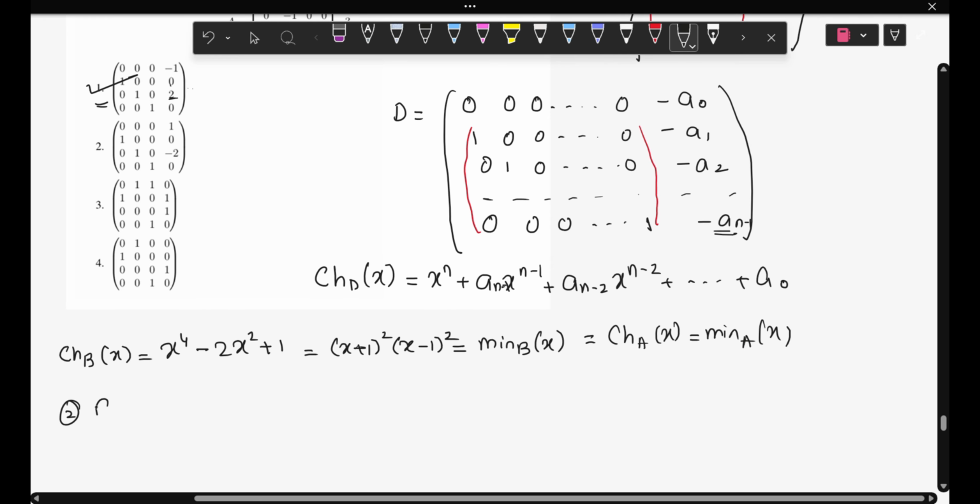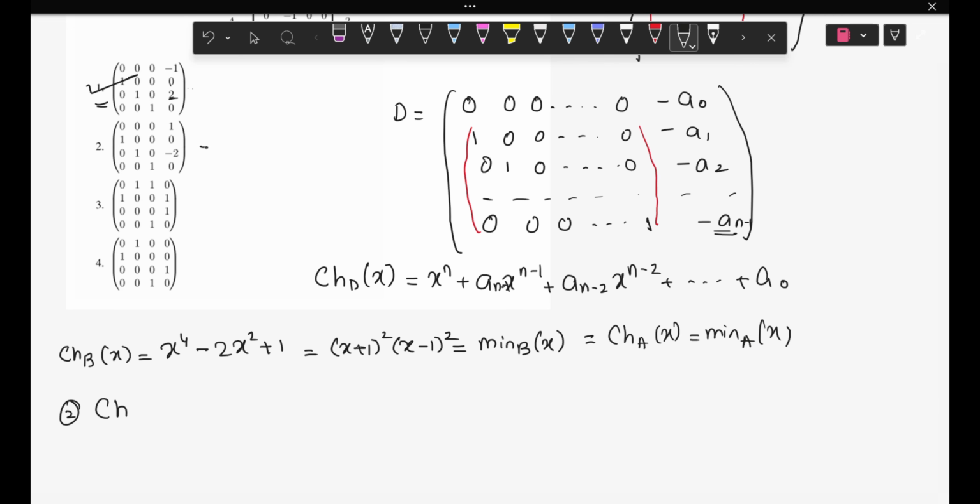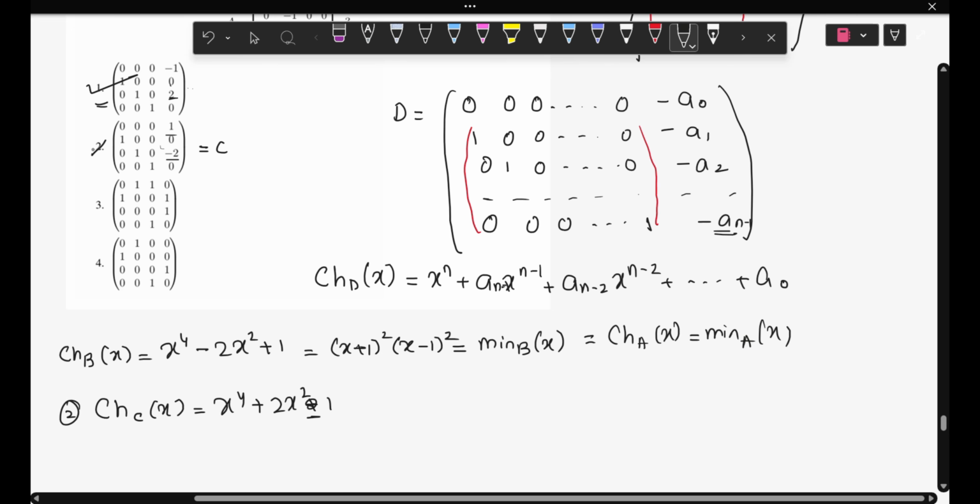So if I calculate the characteristic polynomial of option 2, if I consider this matrix as C, the characteristic polynomial of C is x to the power 4, minus 2x square, plus, sorry, minus 1. As this is plus, so I'll take minus 1. So this is the characteristic polynomial. From this I can easily say that this characteristic polynomial is not equal to the characteristic polynomial of our given matrix. So these two matrices are not similar. So option 2 is not correct.